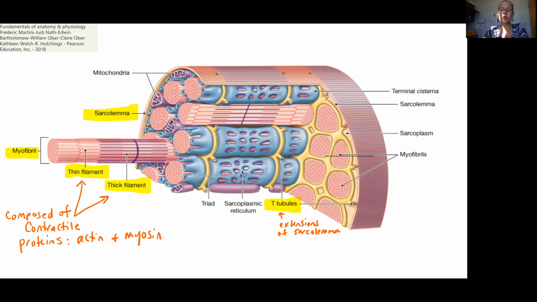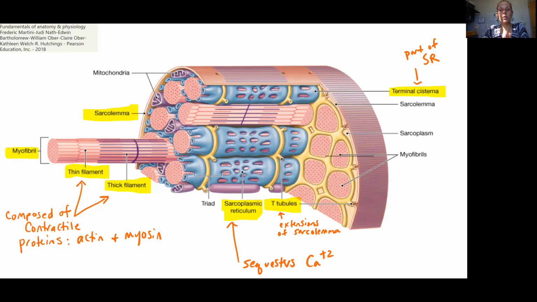Those T-tubules are wrapping around the myofibrils. The myofibrils are composed of the thin and the thick filaments. This is what's giving the striated appearance to the cell. Those thick filaments are the dark lines that you're seeing in the striated pattern. Remember, your thin and your thick filaments are your contractile proteins, actin and myosin.